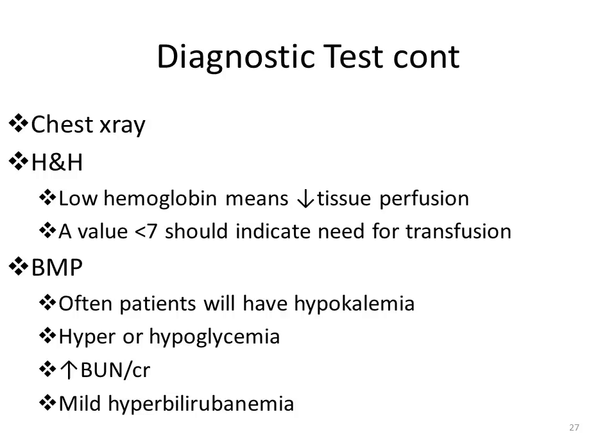We're looking for an H and H because a low hemoglobin means that there's poor tissue perfusion. We're concerned about a hemoglobin less than 9, but we definitely are going to transfuse for below 7. We're looking at a BMP. We're looking for hypokalemia. So slide number 27. Hypo-K.